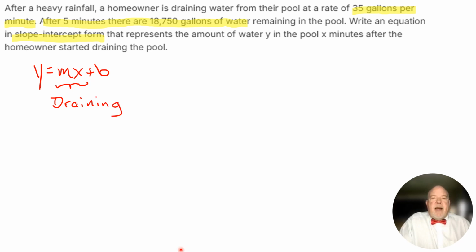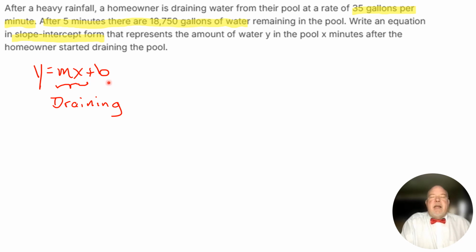And if I look back, it says 35. I want to explain how I know that has to do with draining the pool. The pool is drained at a rate of 35 gallons per minute. That tells me I'm multiplying 35 times the number of minutes, which is x. So the m value is going to be 35, and it's going to be 35x. When you see this word per, that means you're multiplying the number of gallons times the number of minutes.